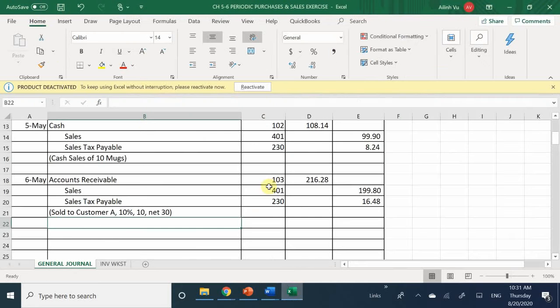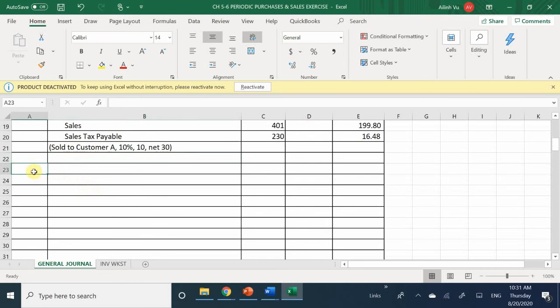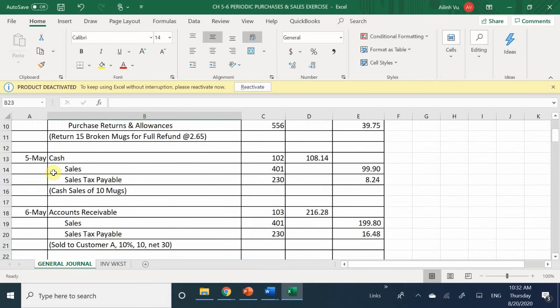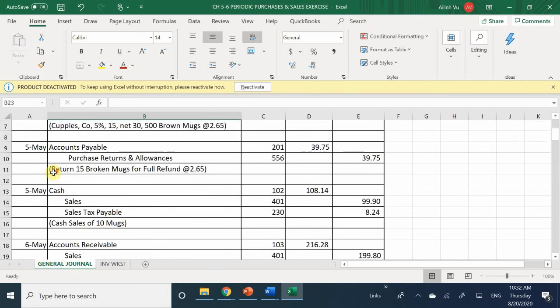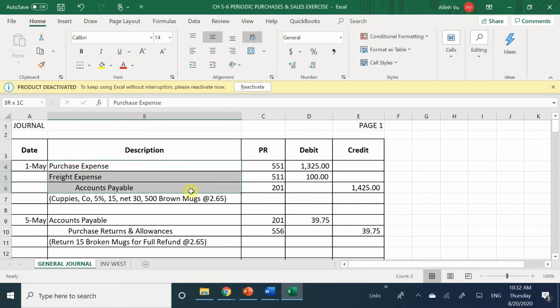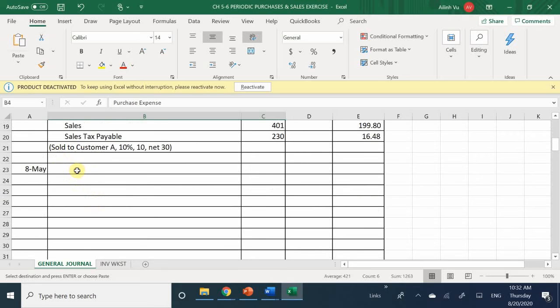Now, let's go ahead and lay down our foundation here. Okay, so what was the date again? The 8th? Okay, so May 8th. All right. So, what accounts am I going to be using this time? Purchase expense, correct. Freight expense, correct. And accounts payable because we had it on account. So, there you go. Magic.